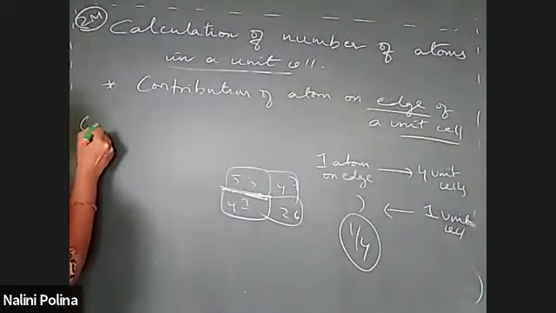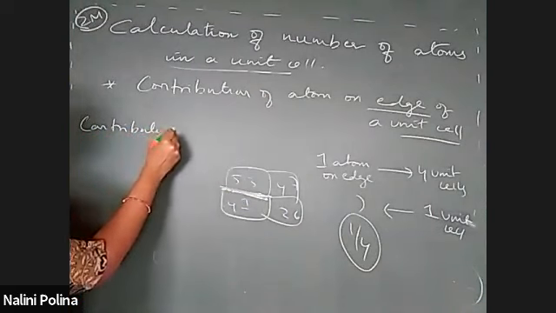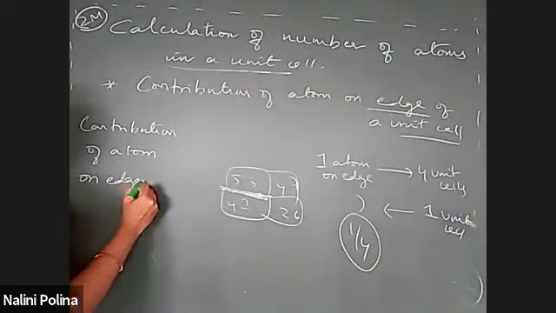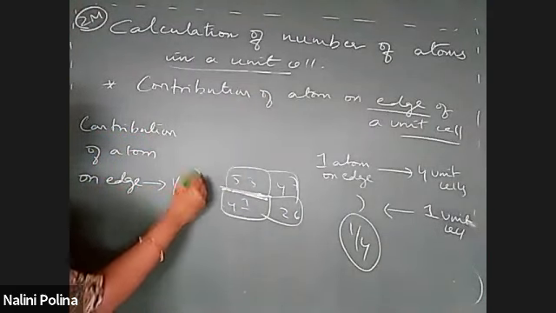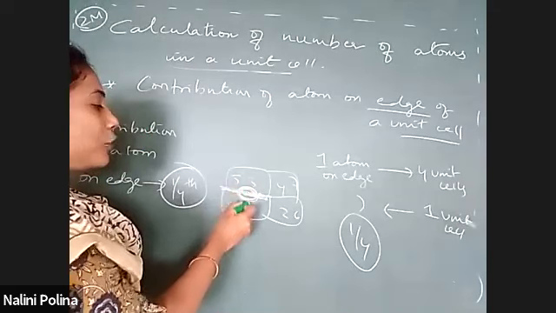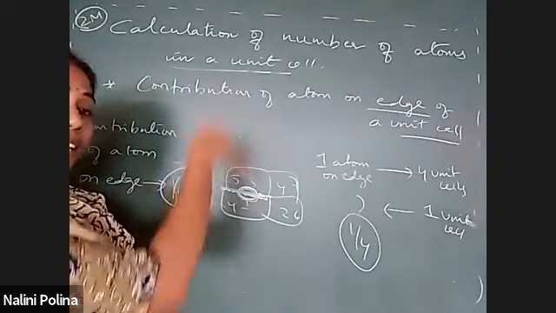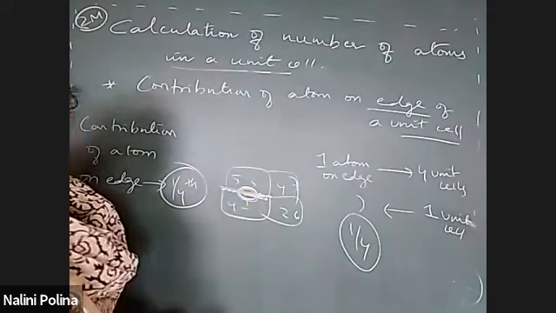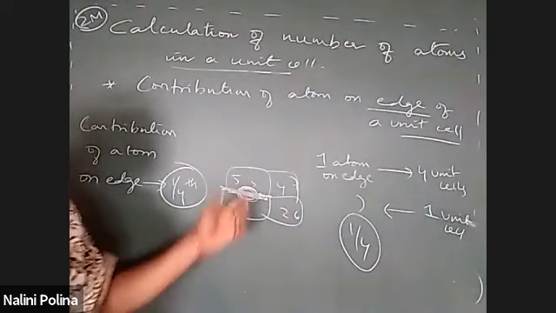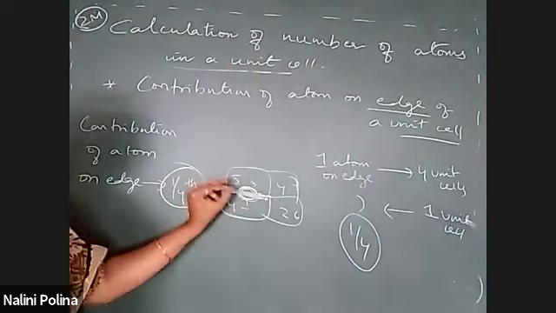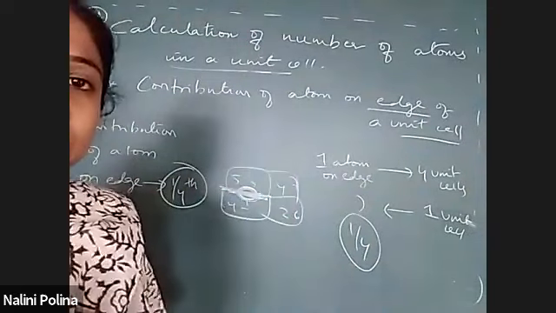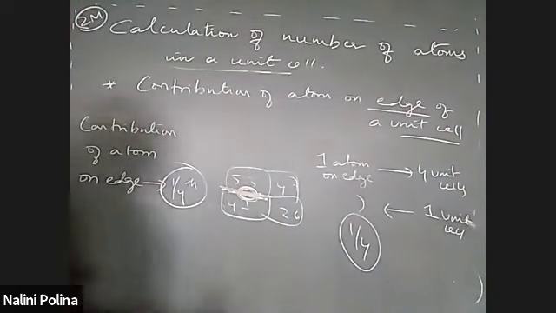So let me write it here. Contribution of atom on edge is 1 by 4. Any atom which is present on an edge can belong to 2 unit cells at the bottom, and 2 more unit cells which are exactly on top of them. So that means each edge is common for 4 unit cells, and 1/4 amount will belong to 1 unit cell. So now we understood the contribution of an atom.